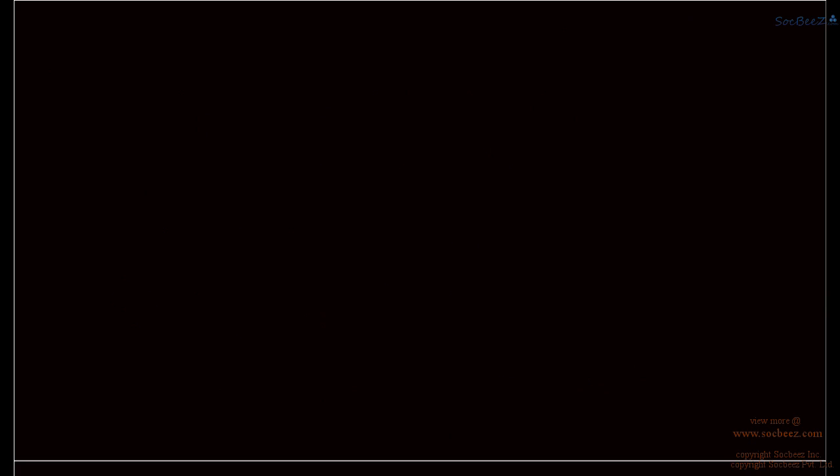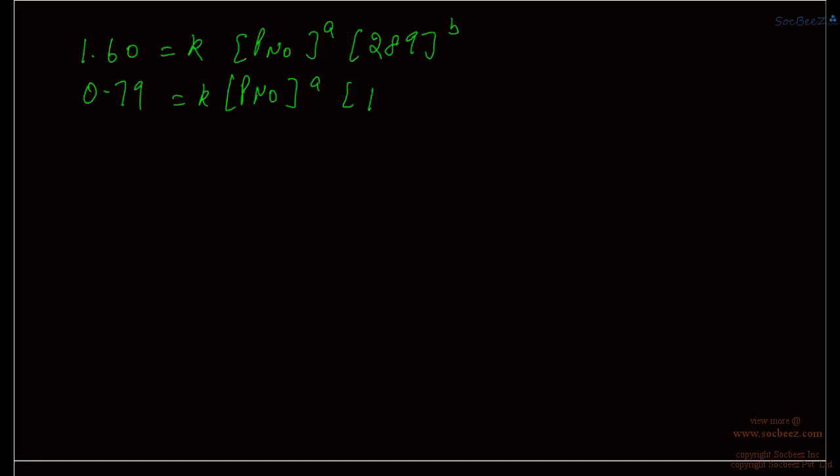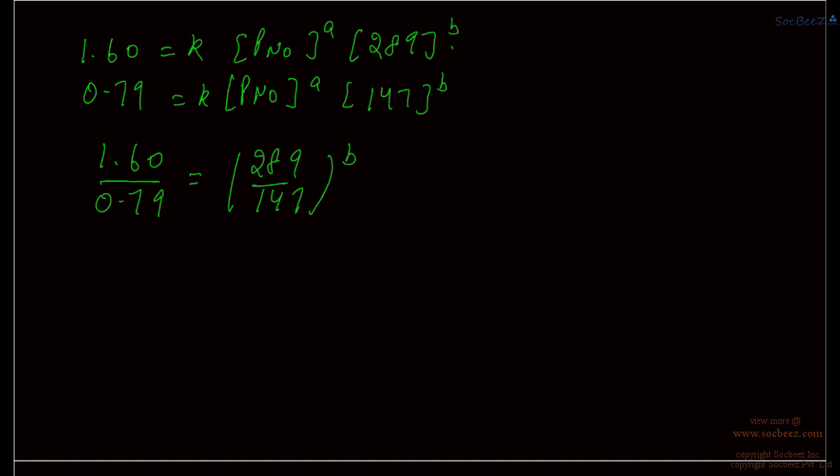Now, similarly, by keeping the pressure of NO constant, in this case, 1.60 equals K P_NO^a and 289 to the power b. Here, 0.79 equals K P_NO^a, 147 to the power b. Now, if we divide this expression by this one, we get 1.60 upon 0.79 equals 289 upon 147 to the power b.